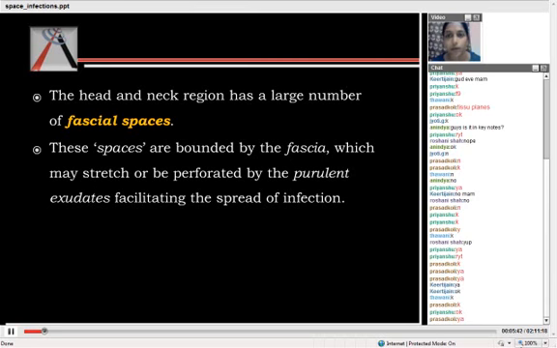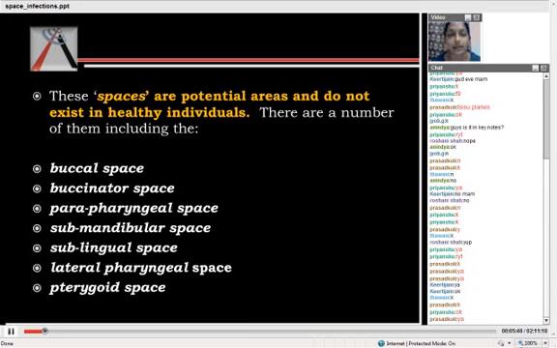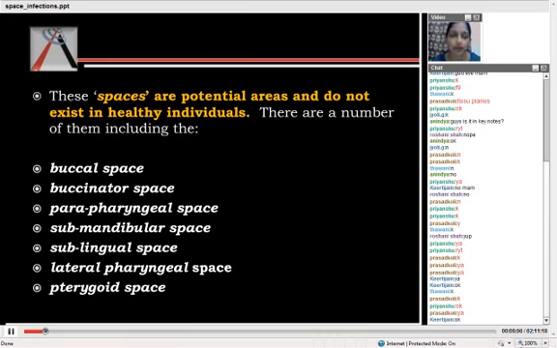Okay. So we move on to the next slide. These spaces are potential areas. That's why we call them potential. There is an ability for infection to spread through these areas. They do not exist in healthy individuals. So you know the different kinds of spaces, right? You have buccal, buccinator, parapharyngeal, submandibular, all of these. So we are going to go in detail into each and every space and in relation with the anatomy.